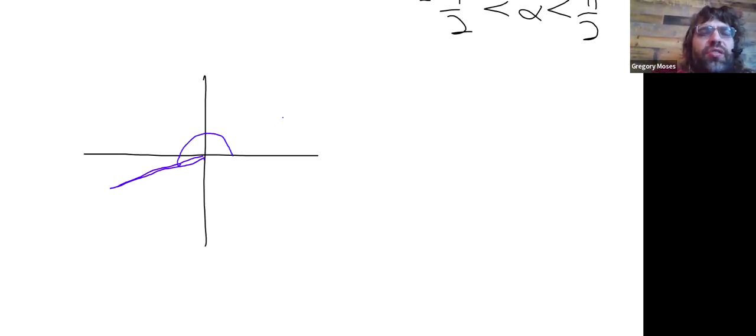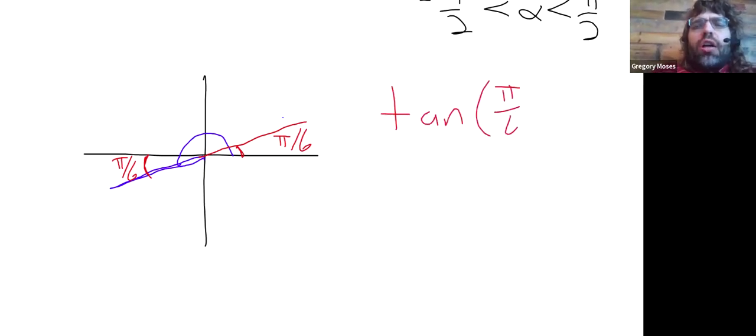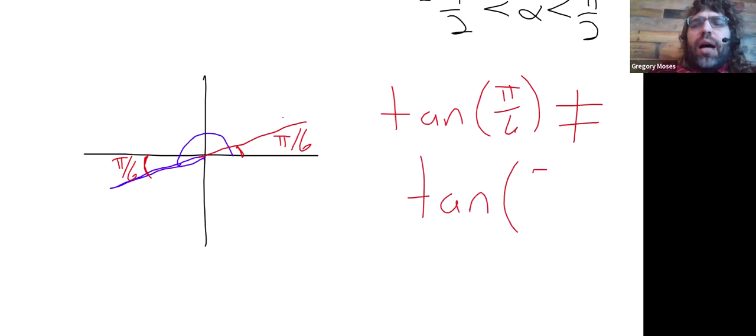So this is too big. We're looking for a reference angle. The reference angle here is pi divided by 6. But if you rush into this, you run the risk of making an error, because the tangent of pi over 6 is not the tangent of 5 pi over 6.